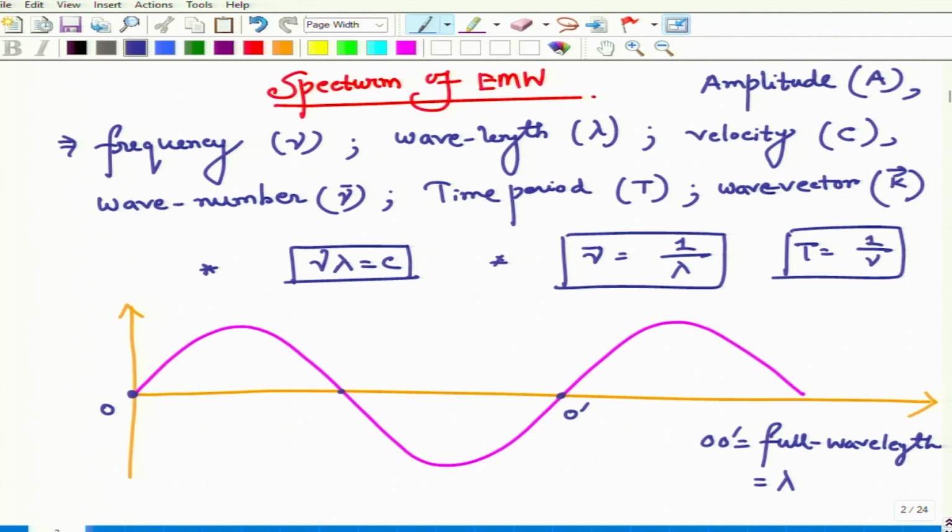Frequency stands for the number of full waves per unit time. That means if in 1 second 10 full waves are generated, the frequency is 10. We can understand it like this. Let us say a ceiling fan is rotating. If the ceiling fan rotates 10 times per second, then the frequency of rotation of this fan is 10.